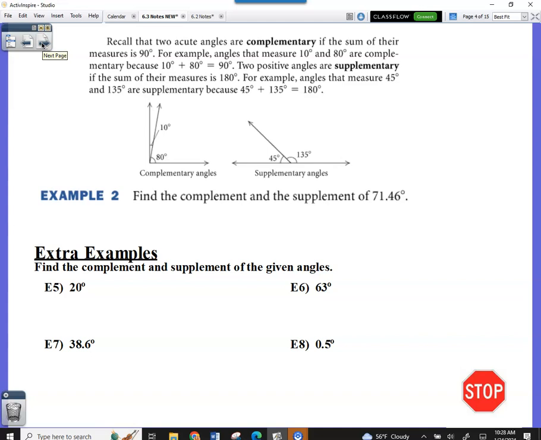Complementary, supplementary, you should remember that from geometry. Complementary means they add up to equal 90. Right here, notice this adds to 90. Supplementary means they add to equal 180. If I say, tell me the complement of 20, you have to know that complement adds to 90. So the complement of 20 would be 70, because 90 minus 20 is 70. The supplement of 20 would be 160, because 180 minus 20 is 160. So that should help you with a couple of problems. We'll take actual notes on it.